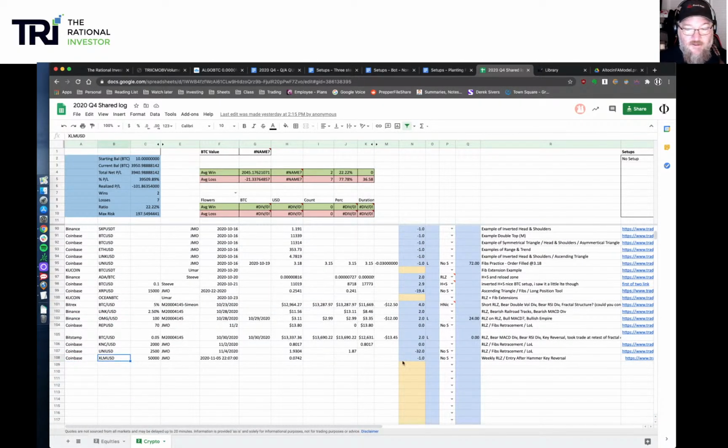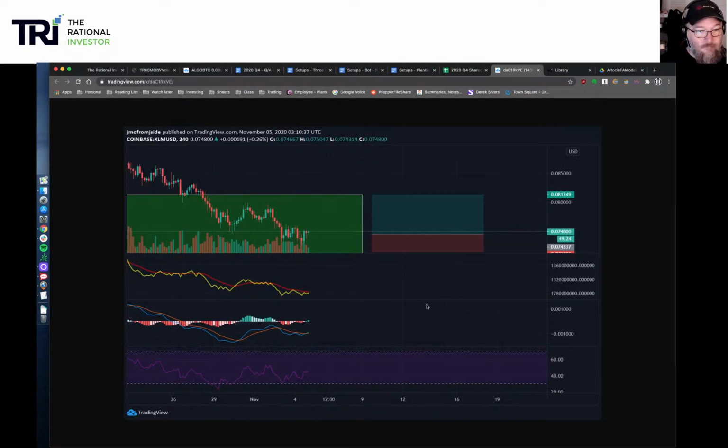Let's see, this is Coinbase. Ooh, I like Coinbase. Do I have any setup? No setup. Weekly RLZ entry after hammer key reversal. Interesting. Let's take a look. All right. Well, it looks like you got some other things on here. This looks like OBV here, I think. This looks like RSI, and I suspect this is MACD.